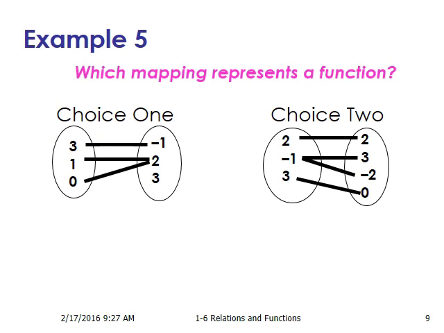Now in mapping we have choice 1 and choice 2. In choice 1 all the x values are connected to one value of y. So choice 1 is a function. Whereas in choice 2, -1 is connected to two values, 3 and -2. So it will not be a function.